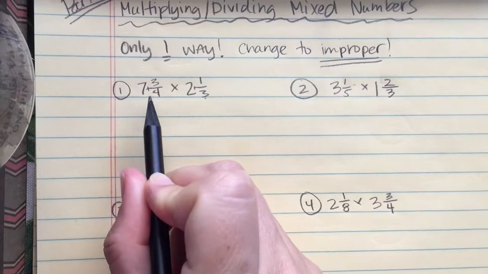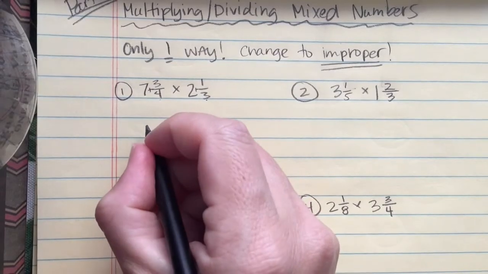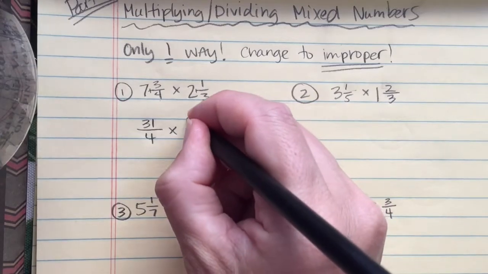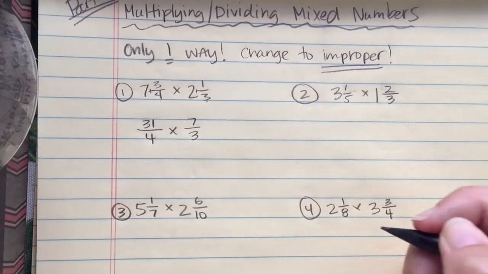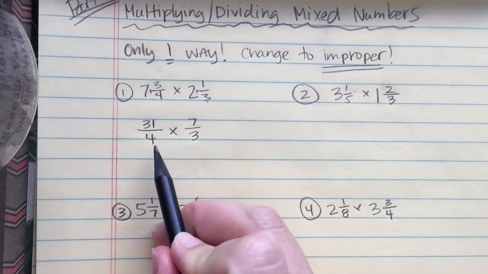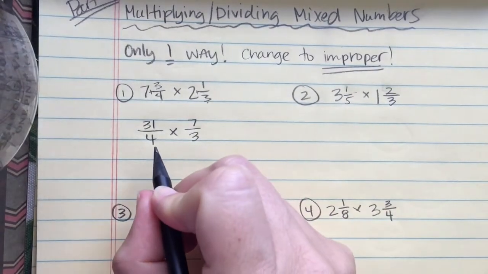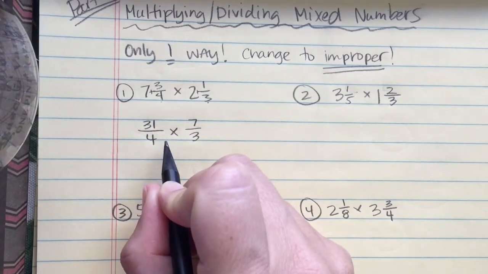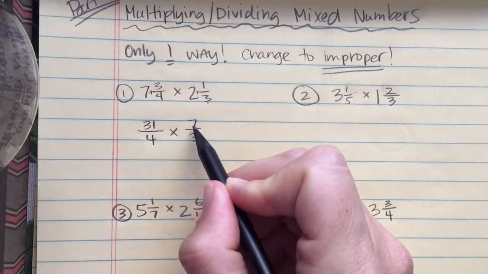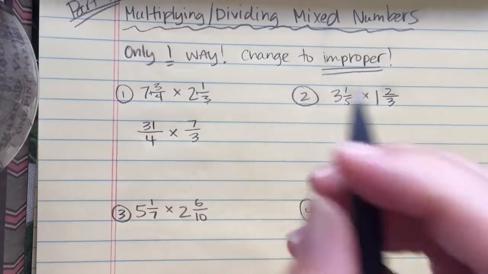Okay, go ahead and change your fractions to improper on your paper. I will do the same on my own. Okay, you should have ended up with 31/4 times 7/3. Now, first thing you want to do when you are multiplying is you want to see if you can do any cross canceling. In this case, we cannot cross cancel here or here. So we just have to do top times top and bottom times bottom.